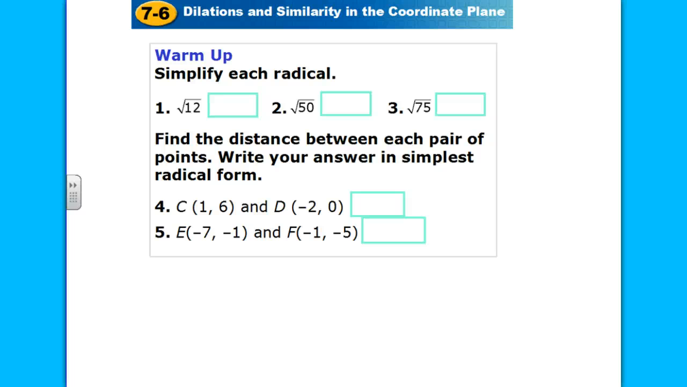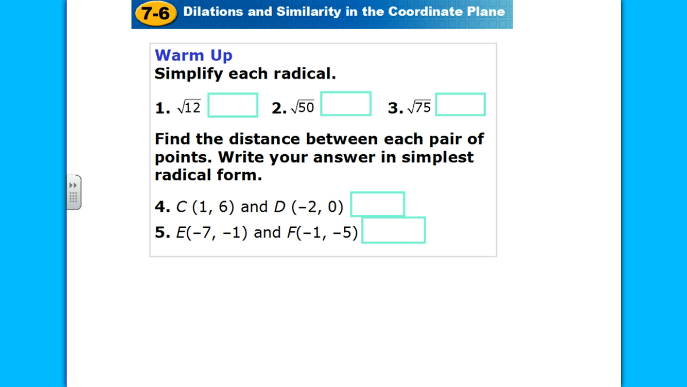Okay, geometry 7.6, dilations and similarity in the coordinate plane. So pause and come back and check your work. Remember, when you're simplifying these radicals, what does it mean to simplify them? Matthew? Good, there's no perfect square factor in the radical, but you do not actually estimate the approximate value, right? You leave any non-perfect factors in the radical.